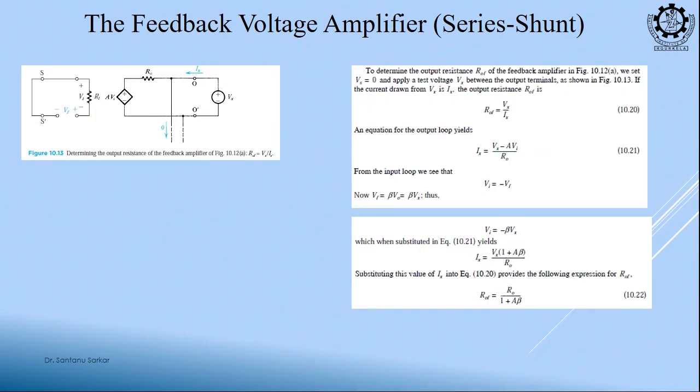And how to do that? At the output, we will add a source, we will short the input, and we will try to find out the current Ix and the ratio Vx by Ix. And what we figured out is that output impedance is reduced, input impedance is increased. Gain is already decreased, we have already calculated. Clear?